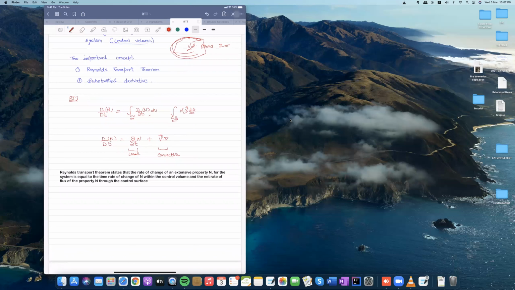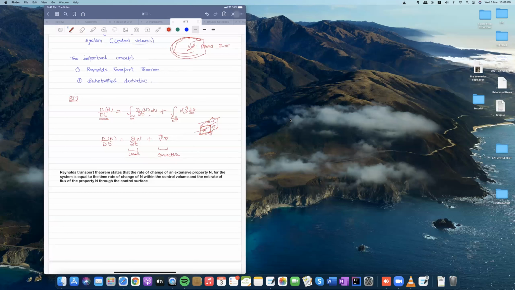Reynolds transport theorem says that the rate of change of any extensive property is equal to the rate of change of that property in a control volume plus the rate of change over the control surface. For example, I have this infinitely small particle or a control volume. So any flow property, for example, velocity or temperature, is changing within this control volume. So there is change in this volume and change of this property over the surface. So the total rate of change is the summation of these over the control volume and the fluxes over the surface.